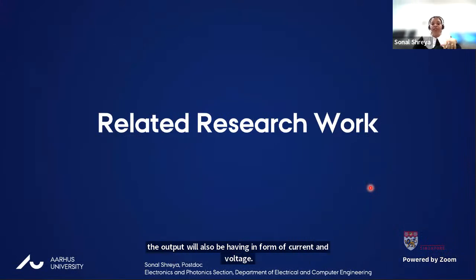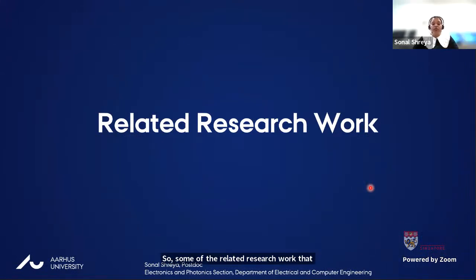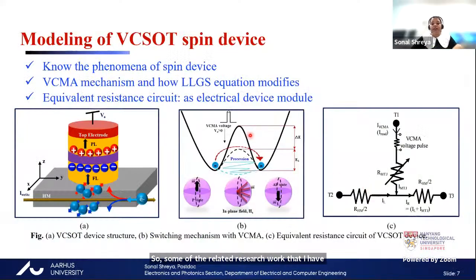So some of the related research work that I have carried out in the past few years is the modeling of the VCSOT spin device, that is voltage controlled spin orbit torque. As I said, first we need to know the phenomena of the device. As it is a 3-terminal device, it follows the VCMA mechanism, that is voltage controlled magnetic anisotropy. According to the VCMA mechanism, how the barrier lowering is happening, what kind of switching it will take, how much time it will take, accordingly we need to modify the LLGS equation.